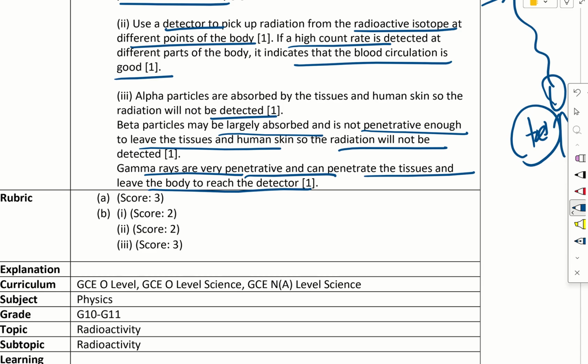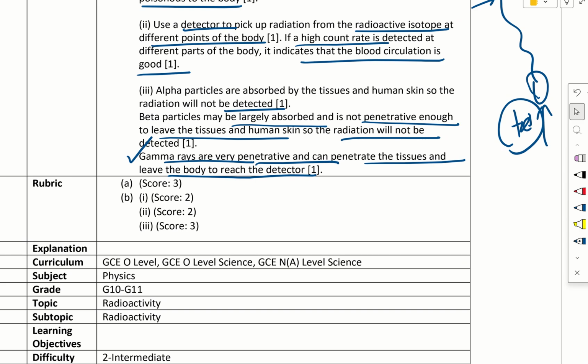Because this thing was injected in the body, it's the same question stem, right? So my detector is actually placed outside the body. So if it's alpha or beta, they will be absorbed by the body tissues. They may not be able to pass through the body tissues and the skin to reach the detector that is outside of the body. However, gamma is very penetrative. Okay, but of course I don't inject a large amount.